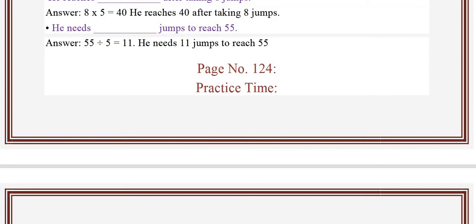Students, in the previous lecture we already completed up to page number 124, chapter number 11, tables and shares. Today let us start page number 124, practice time. So let us start practice time, chapter number 11.